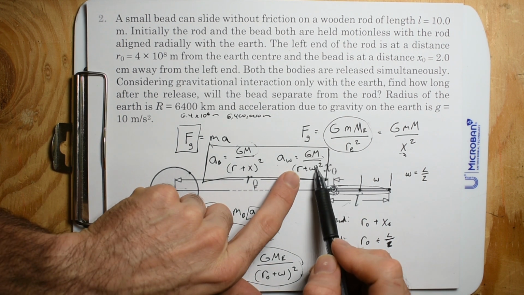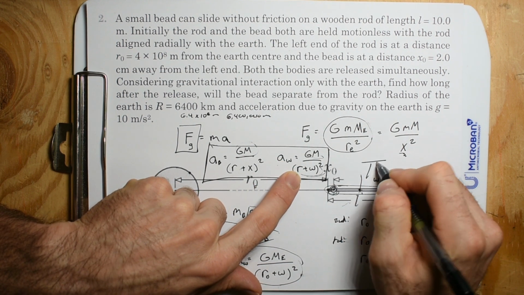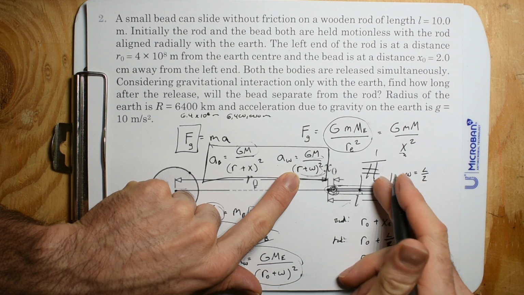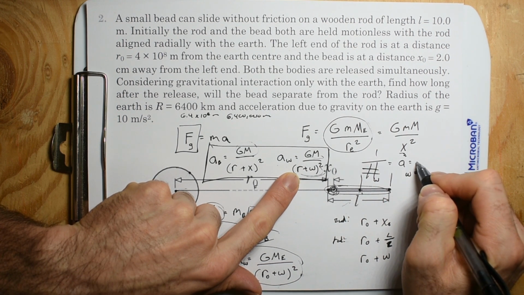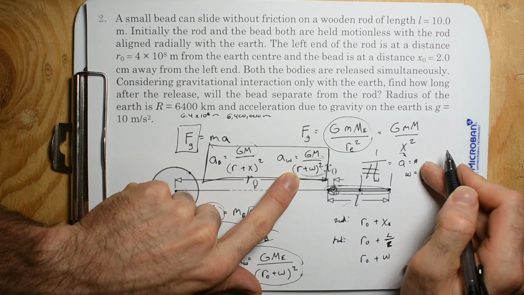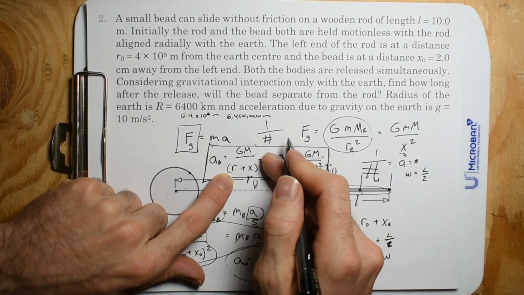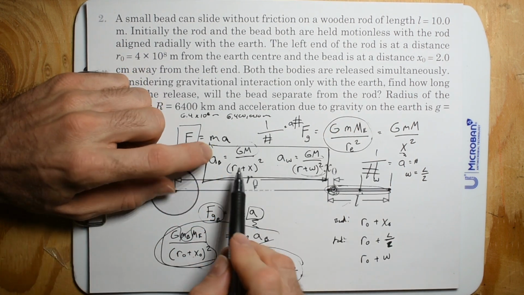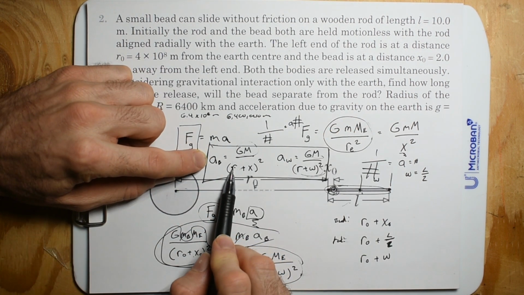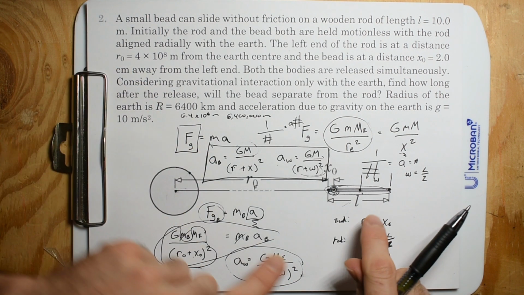So let's look at this one. The rod has a larger distance down here, and so we have a larger number dividing by a larger number. That acceleration is going to give us a smaller acceleration. Where here, we're dividing by a smaller number, and that acceleration is going to be a larger number. So here is going to be the larger acceleration. This is going to be less. So, you know what I mean?